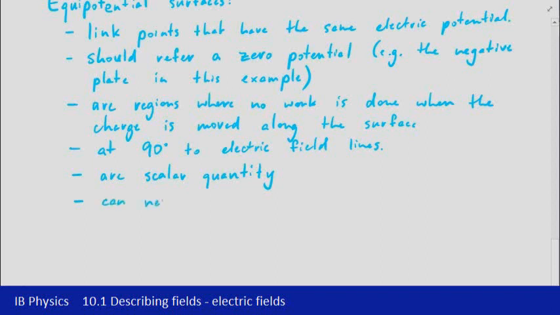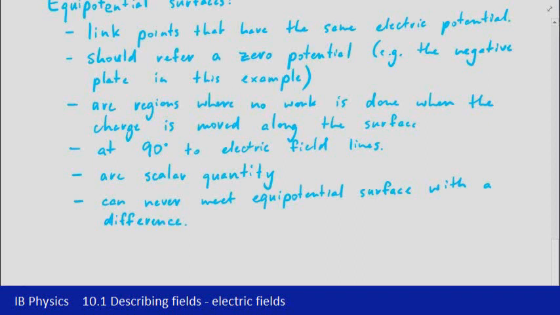is that equipotential surfaces can never meet another equipotential surface with a different value. So you can't have an equipotential surface of 10 volts that meets with an equipotential surface of 14 volts, which is basically just saying that 10 doesn't equal 14. Fairly obvious sort of statement.